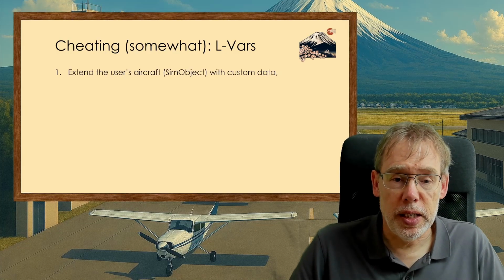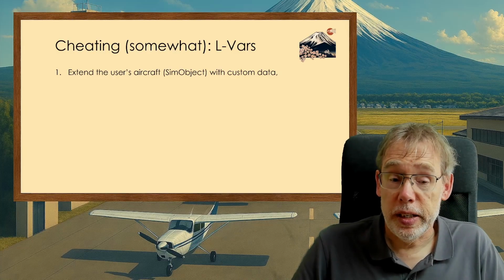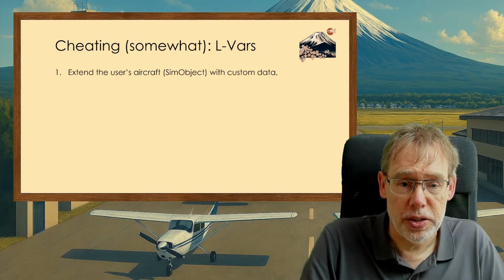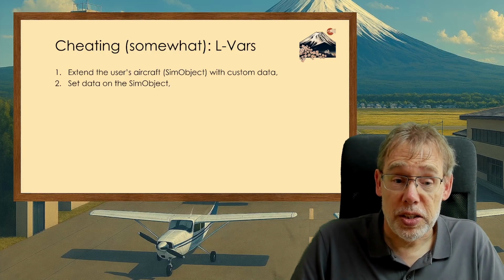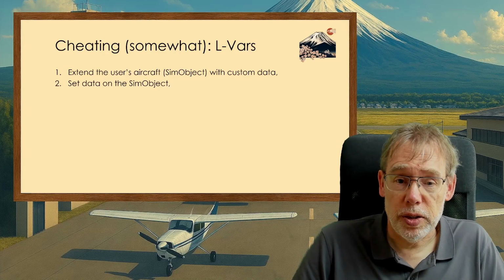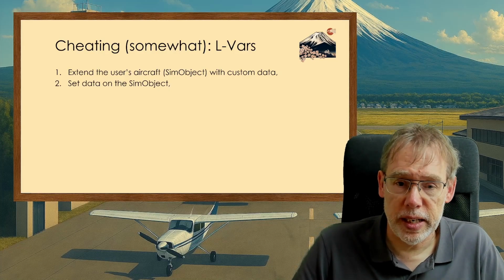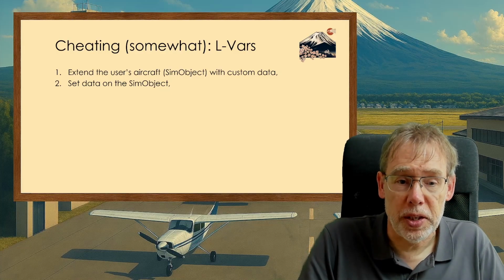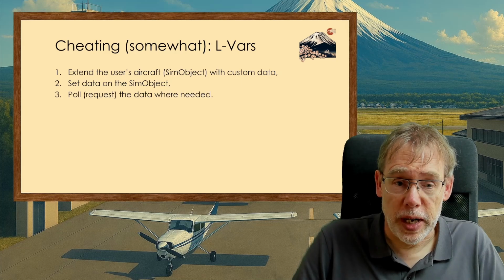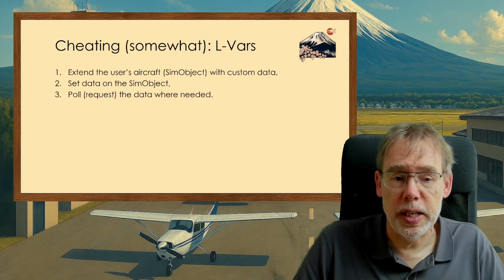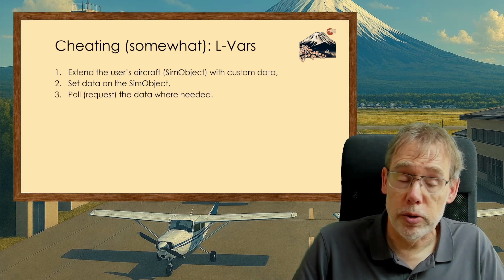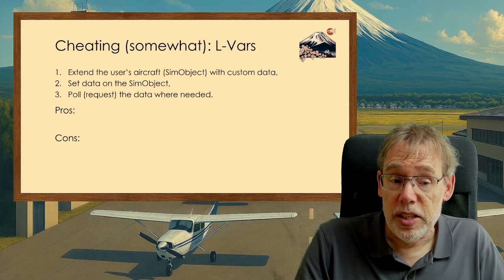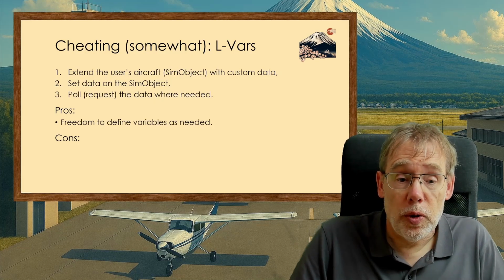You have an aircraft and it's a sim object, and then you add custom data to it. And then you set data on that sim object. You make sure that the object has an L-Var, so a local variable associated with it. And then other parts of your application or external applications can pull or request the data where needed, and then they can get that data. So this gives you a lot of freedom.